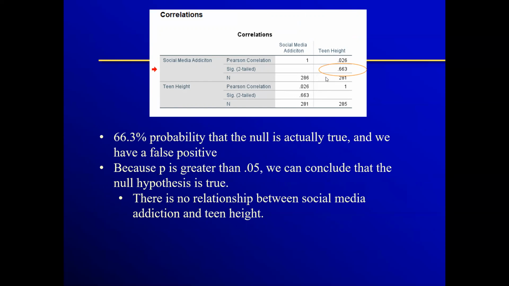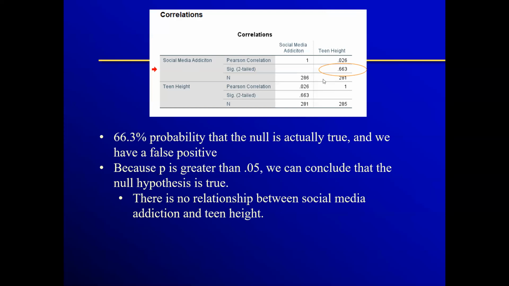SPSS will always give us a number. It will always say, hey, here's the correlation between social media addiction and teen height. Let's say I just crossed out this significance level and I as a researcher just ignored the significance. I would say social media addiction, since this is positive, is 0.026, people who report more addiction are taller, right? That's what a positive correlation is, if I would just ignore the significance.